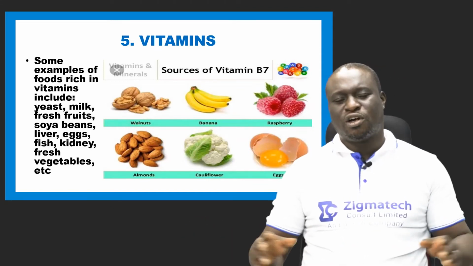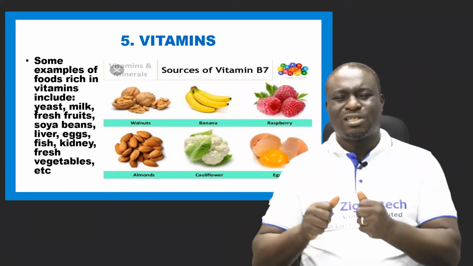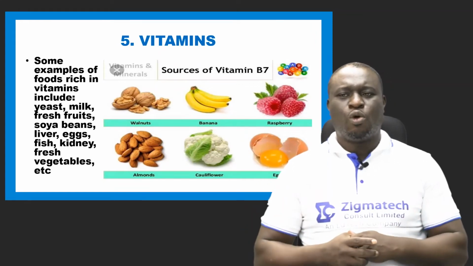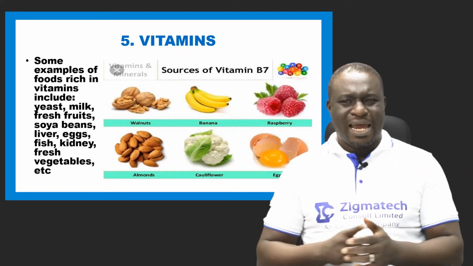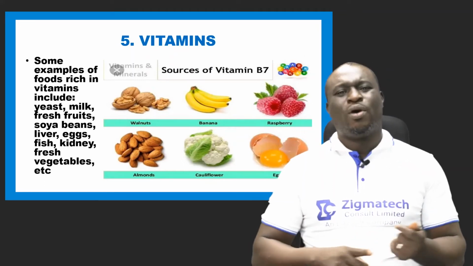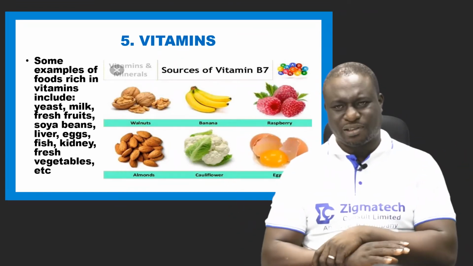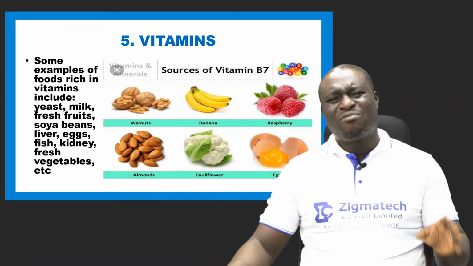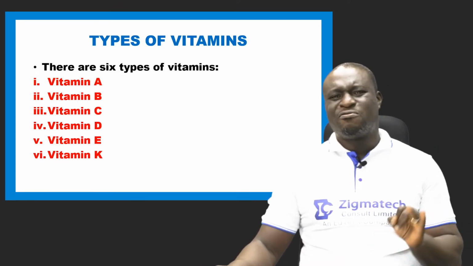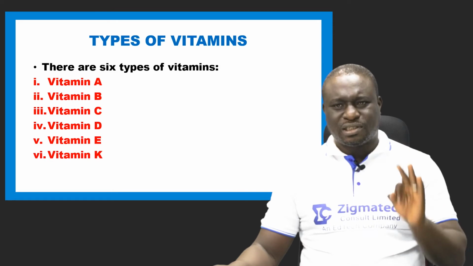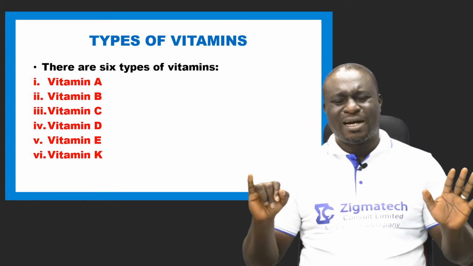Now, some examples of foods that are rich in vitamins include walnuts, banana, raspberry, almond, egg, kidney, fish, fresh vegetables. These foods are rich in vitamins. Now, we have different types of vitamins. We have vitamin A, vitamin B, vitamin C, vitamin D, vitamin E, and then vitamin K.